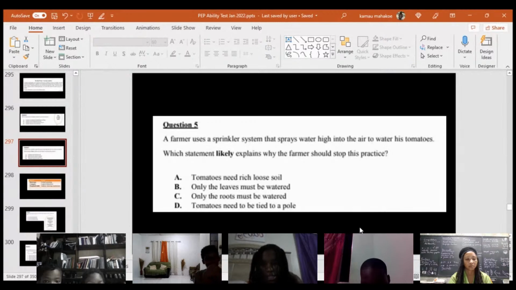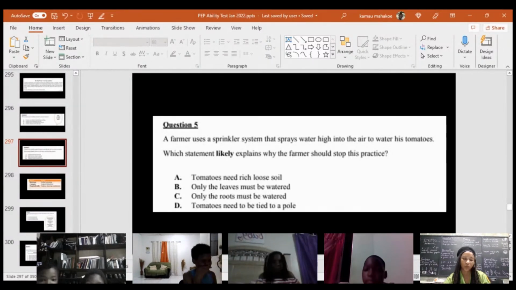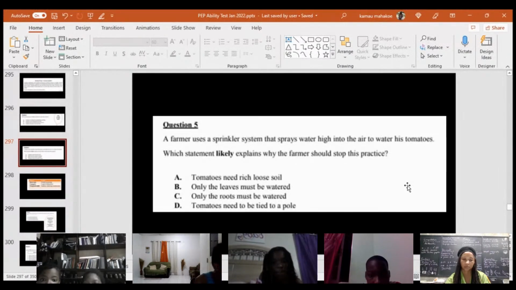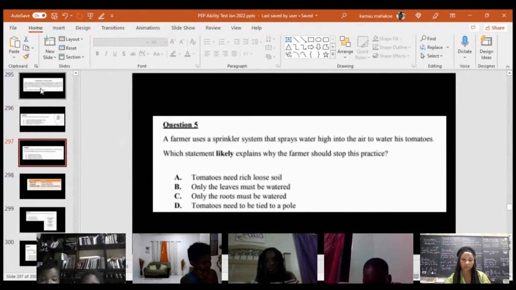Miss, I'd say C. Only the roots must be watered. All right, so why would that be an issue with the sprinkler? Since the sprinkler sprays high into the air, that means most of the water would probably be going onto the leaves, which don't necessarily need to be watered. So most of the water should be going to the roots.